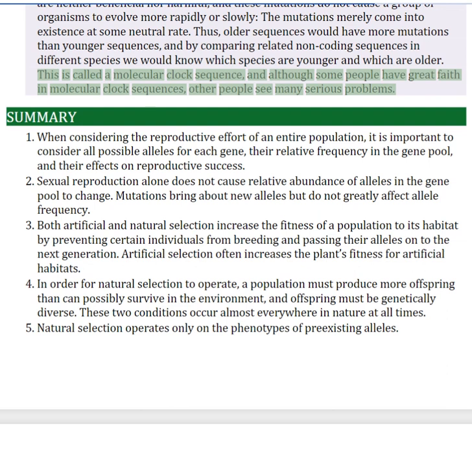This is called a molecular clock sequence, and although some people have great faith in molecular clock sequences, other people see many serious problems.